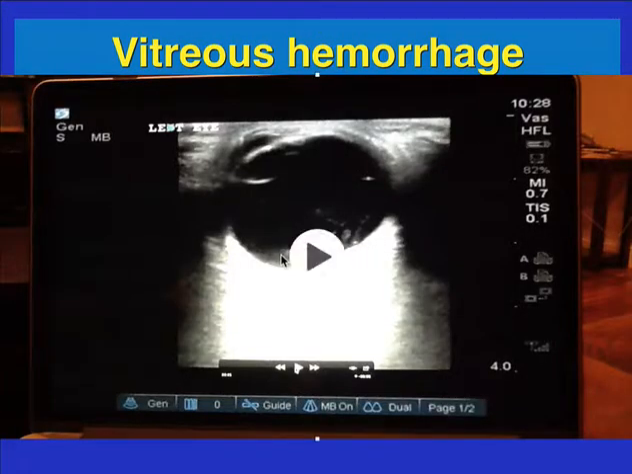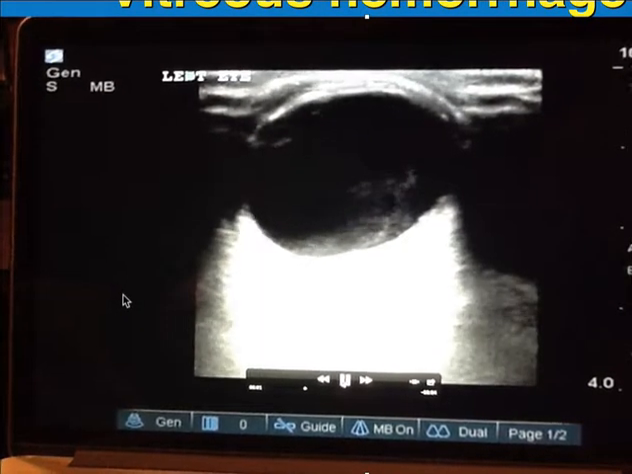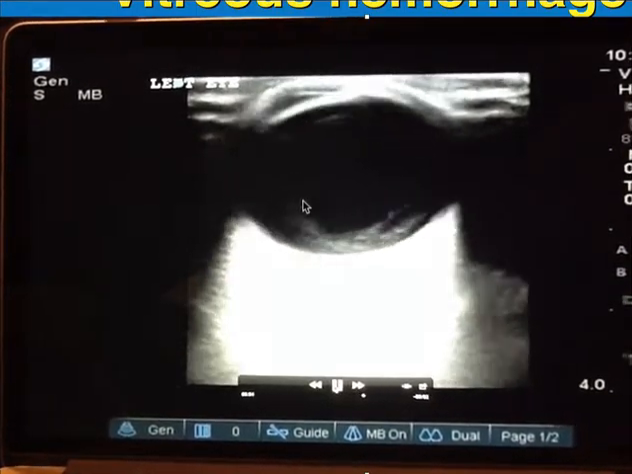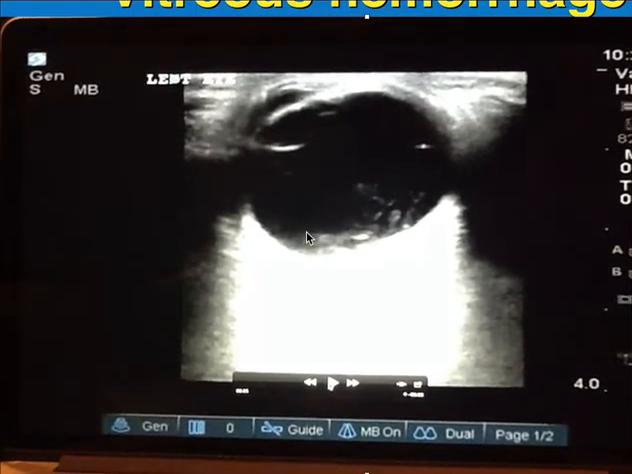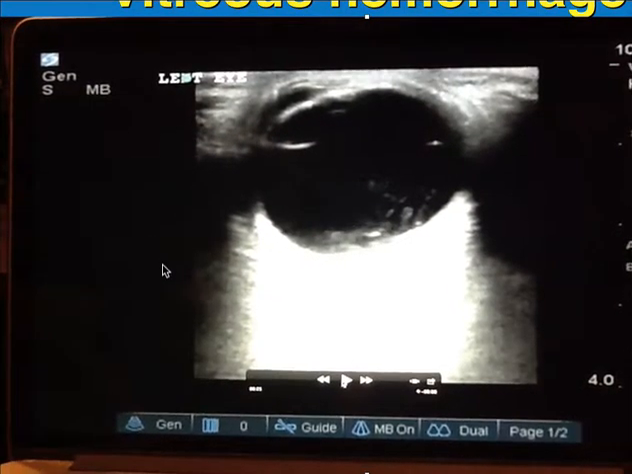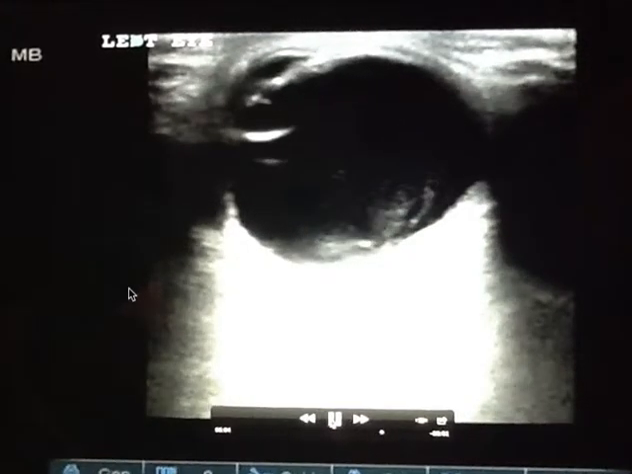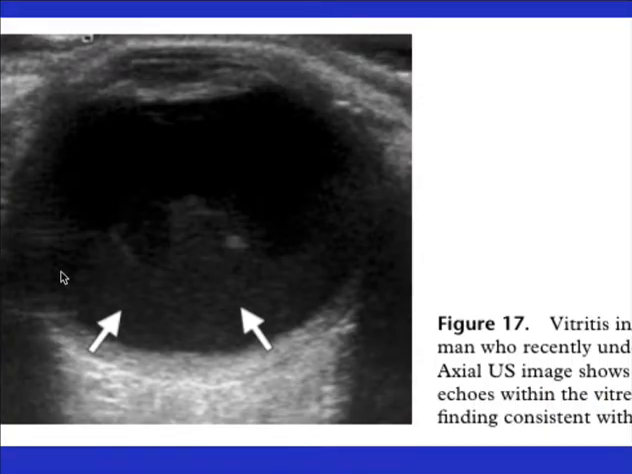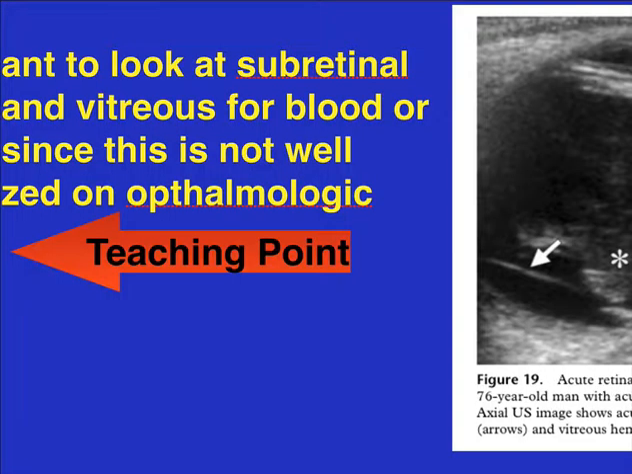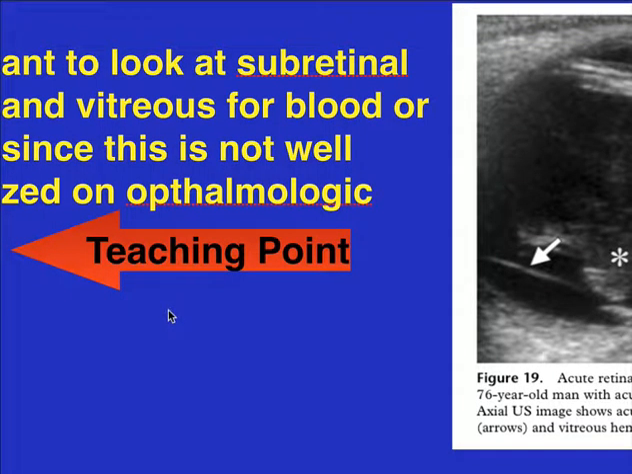Here's a vitreous hemorrhage I had, and as I had the patient look left to right, you can see the new hemorrhagic blood just swoosh around. It's important to do because it can help you differentiate between hemorrhage versus a mass versus retinal detachment. Retinal detachment doesn't do this. Here's vitritis. It's important to look at the subretinal structures, since this is not well seen on imaging.